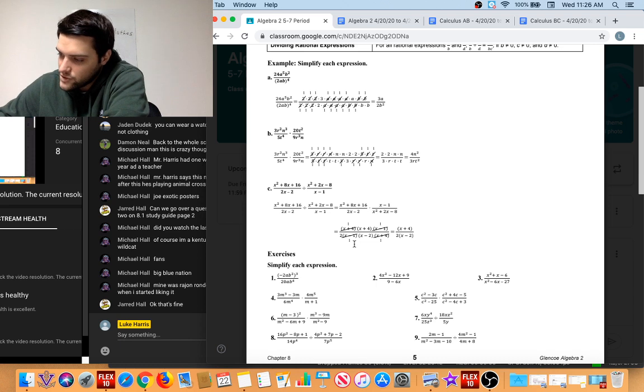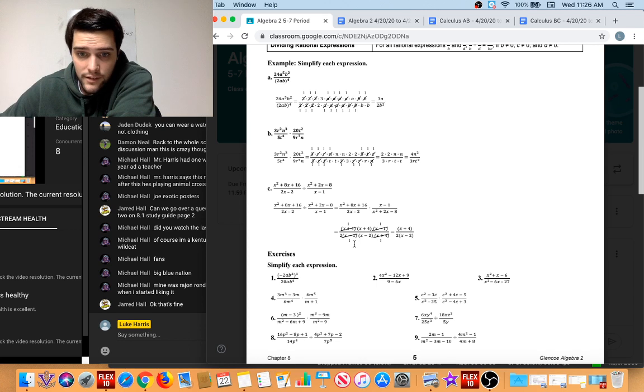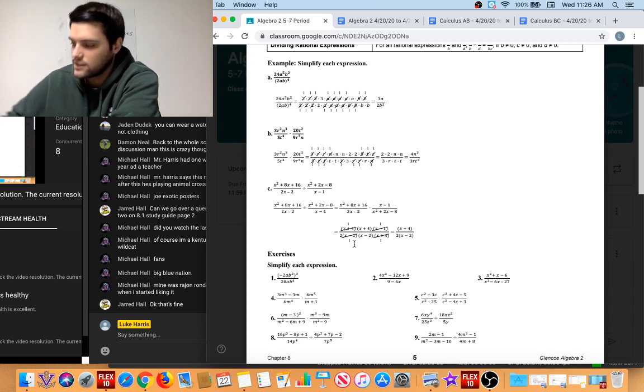Number 2 says we have 4x squared minus 12x plus 9 divided by 9 minus 6x.